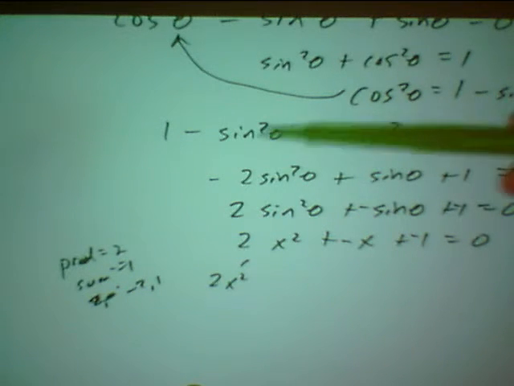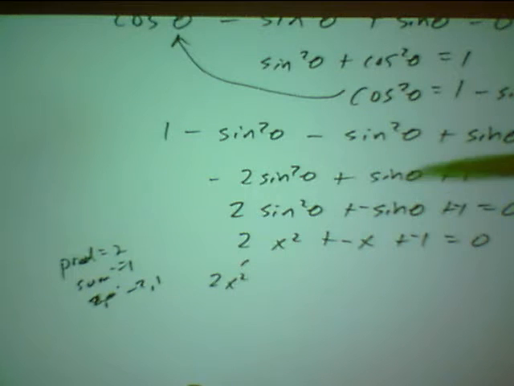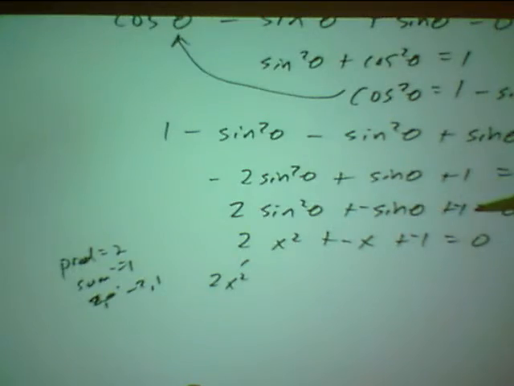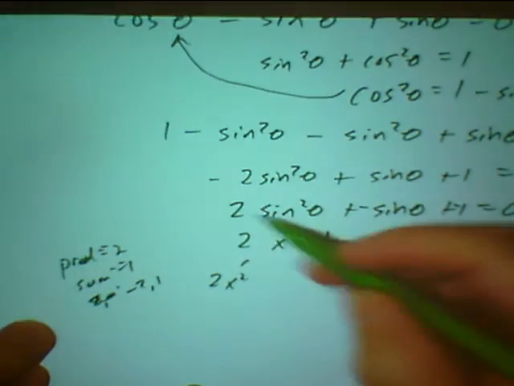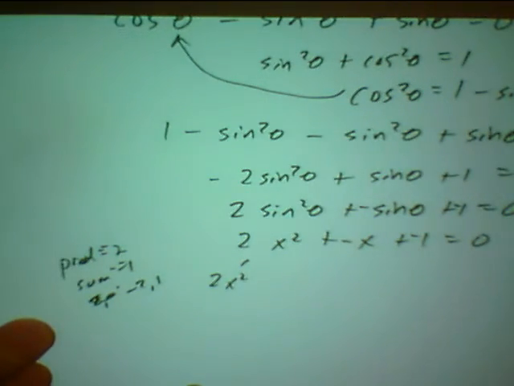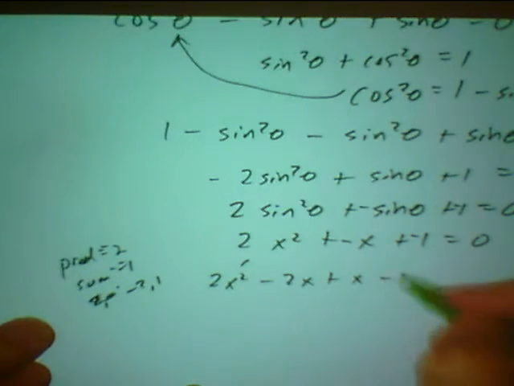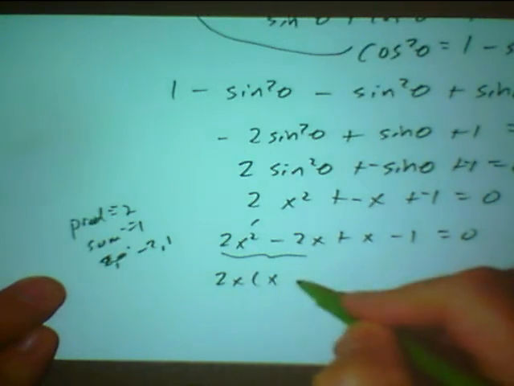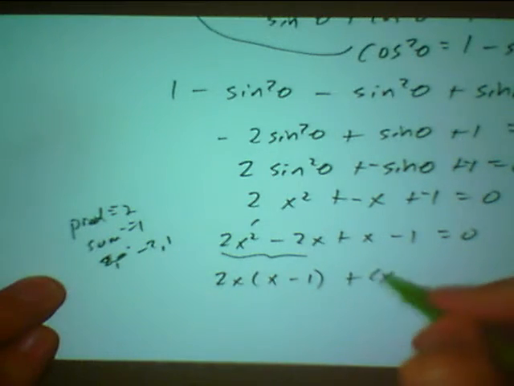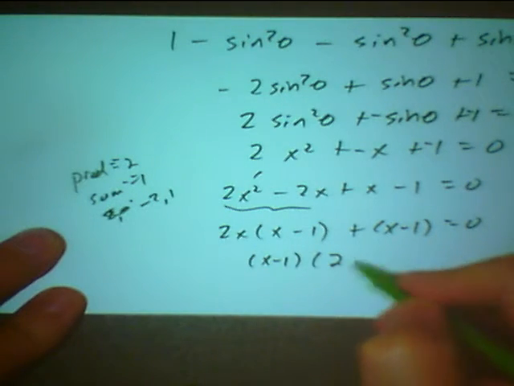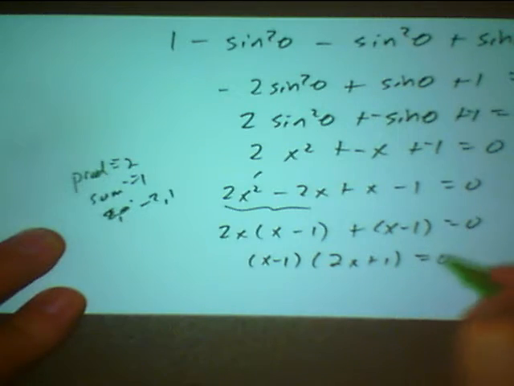Let me slow down. Minus 2 sine squared plus sine plus 1. Change the signs. 2 sine squared minus sine minus 1. The product is negative 2. 2 times negative 1. The sum is negative 1. Therefore, my factors are minus 2 and 1. So I can say 2x squared minus 2x plus x minus 1 equals 0. Factor by grouping. 2x times x minus 1 plus x minus 1. So then I have x minus 1 times 2x plus 1 equals 0.